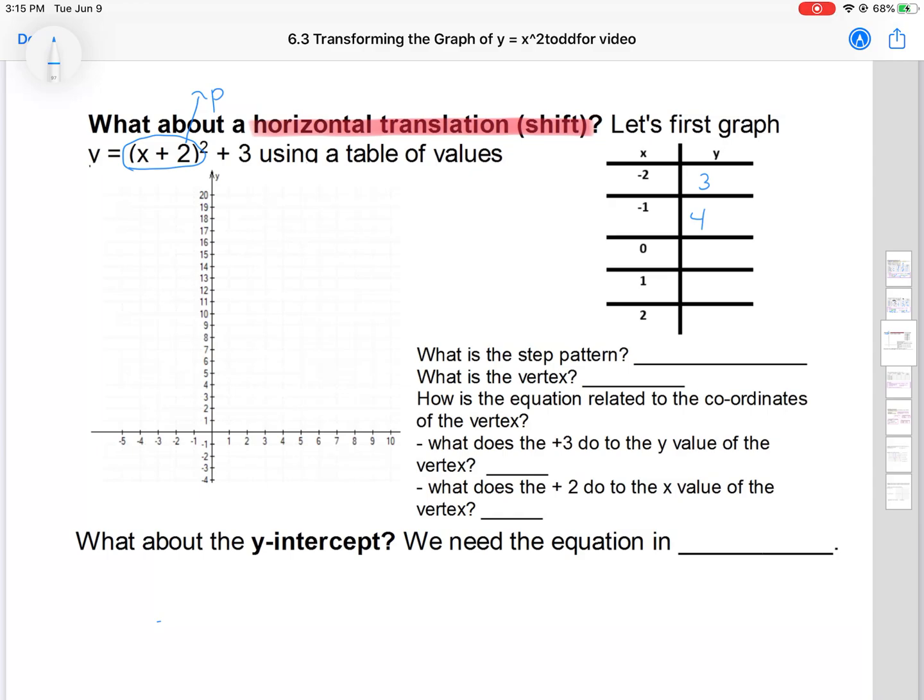0 plus 2 is 2, squared is 4, plus 3 is 7. 1 plus 2 is 3, squared is 9, plus 3 is 12. 2 plus 2 is 4, squared is 16, plus 3 is 19. Okay, so let's plot the points.